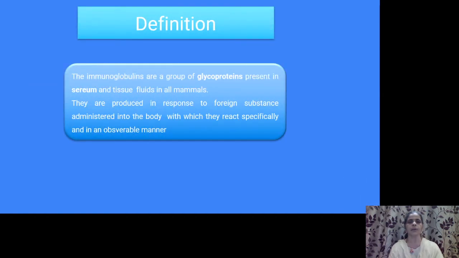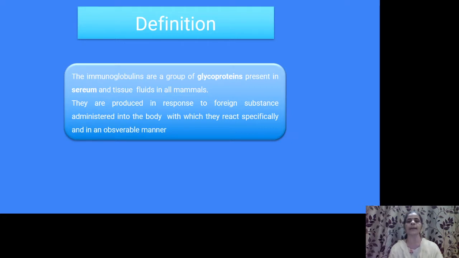Immunoglobulins are a group of glycoproteins present in serum and tissue fluids in all mammals. They are produced in response to foreign substances administered into the body with which they react specifically and in an observable manner. So in the definition, what is most important to remember is the term glycoproteins. Glyco meaning carbohydrates, and proteins. So carbohydrates along with the proteins, they are called glycoproteins.